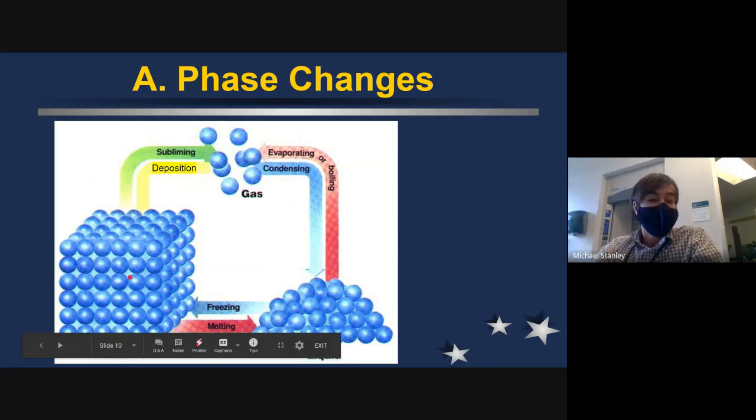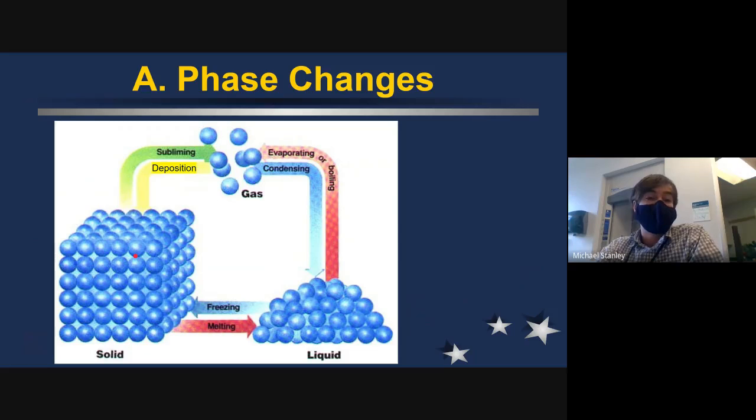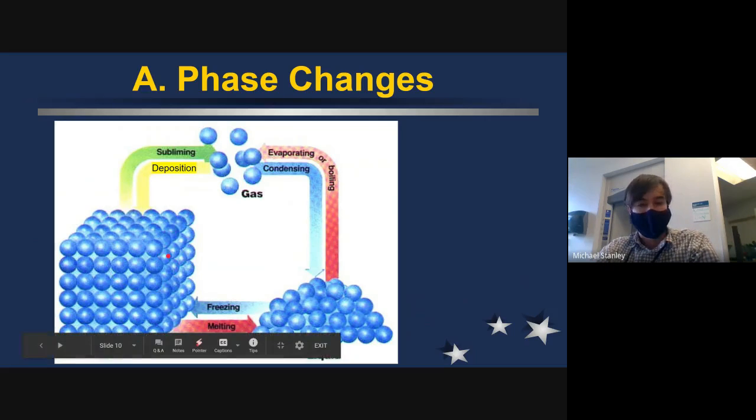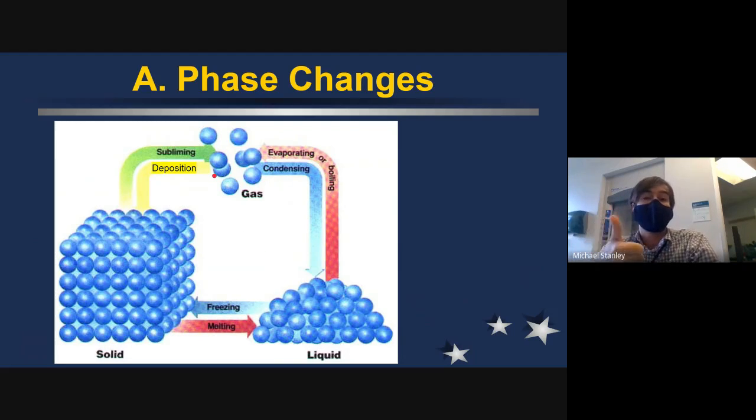And then finally, if we heat up that solid extremely quickly and it starts to directly turn into a gas, we call that sublimation. And then finally, if we cool down that gas really, really quickly and turn it directly into a solid, it goes through deposition. So solid, liquids, and gases are all connected, and it all has to do with how much heat or how much energy goes into them.